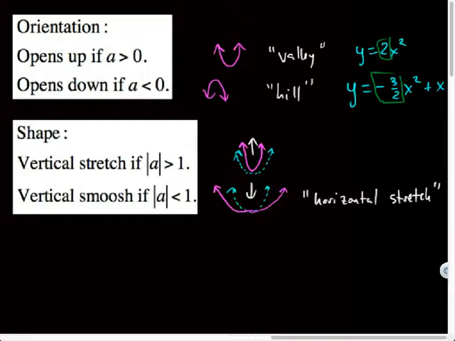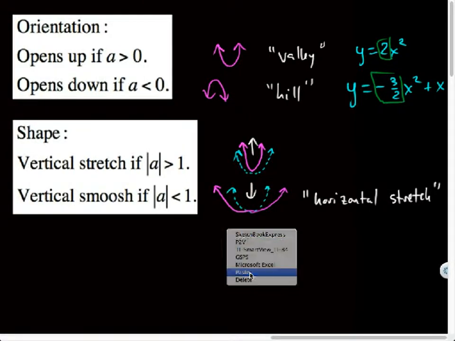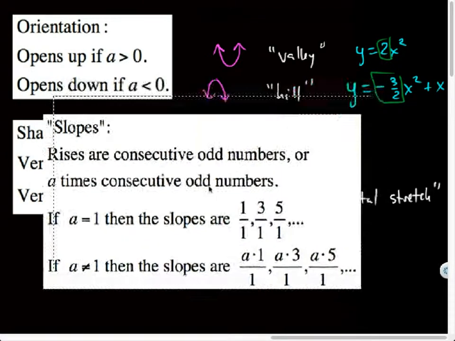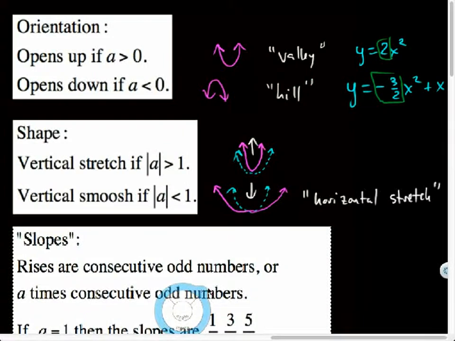And my last fact about parabolas, this is pretty awesome, sweet stuff. It's a cool property about parabolas that I think makes graphing them so much easier, where you actually only need to know the vertex and these quote-unquote slopes.